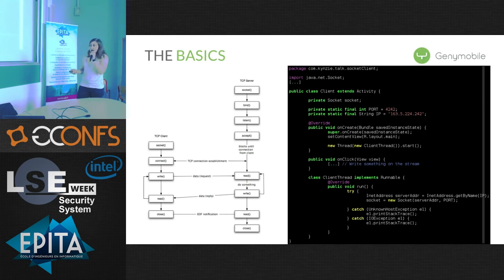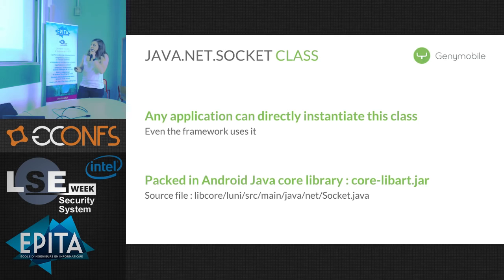And that's all. I mean, I have no connect, I have no socket, and this part of the code here is to write over the stream. And that's all. So it seems that the socket API is doing all the job for me. And any application can call this API, even the framework is doing it. And where is this class? Is it packed in the Java core library called core-libart.jar? And you can find the source code here in your AOSP source tree.